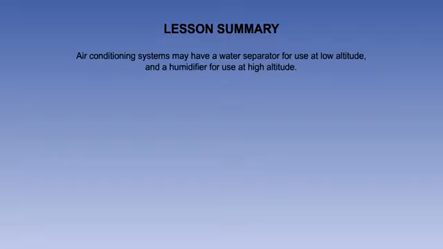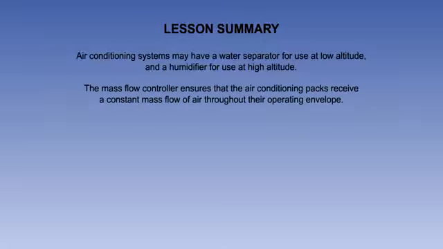That is the end of the lesson. You should now know that air conditioning systems may have a centrifugal water separator for use at low altitude, and a humidifier supplied with potable water for use at high altitude. You have seen that the mass flow controller ensures that the air conditioning packs receive a constant mass flow of air throughout their operating envelope.